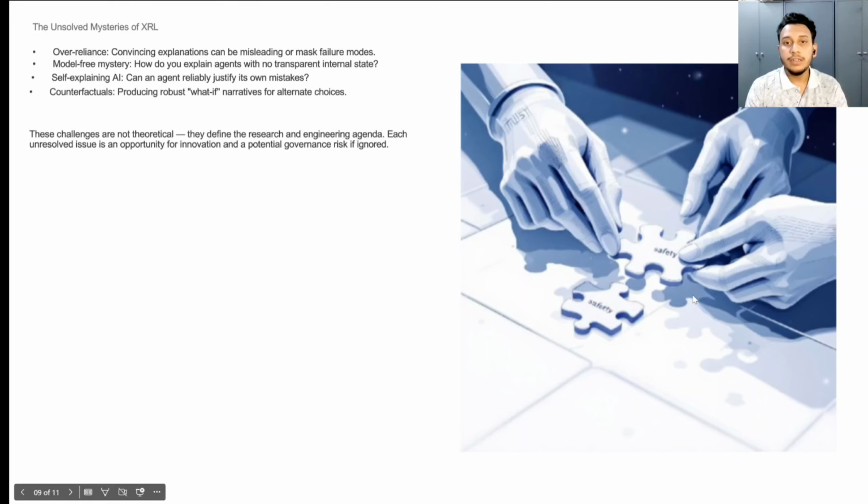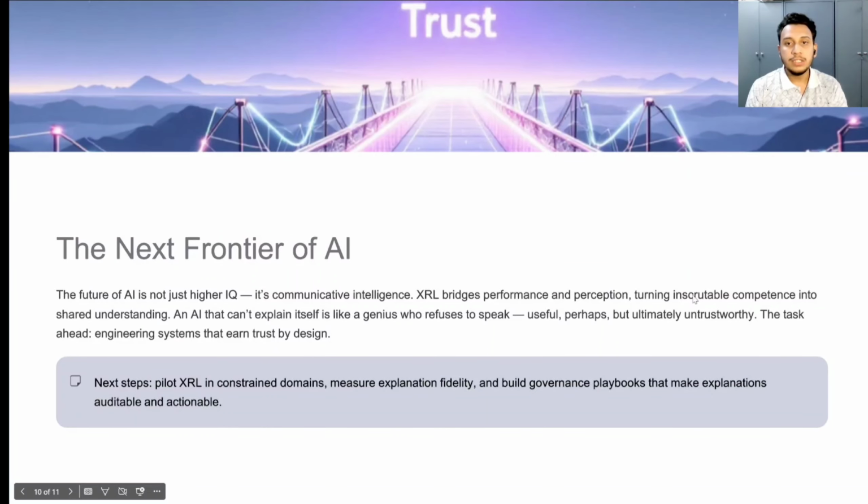Now, moving ahead to the next slide, which explains the future of AI. The future of AI is not just intelligence, it is communicative intelligence. AI must not only perform well, but also explain itself clearly. An AI that cannot explain is like a genius who cannot communicate. Powerful but not trustworthy. XRL is the bridge between performance and trust.